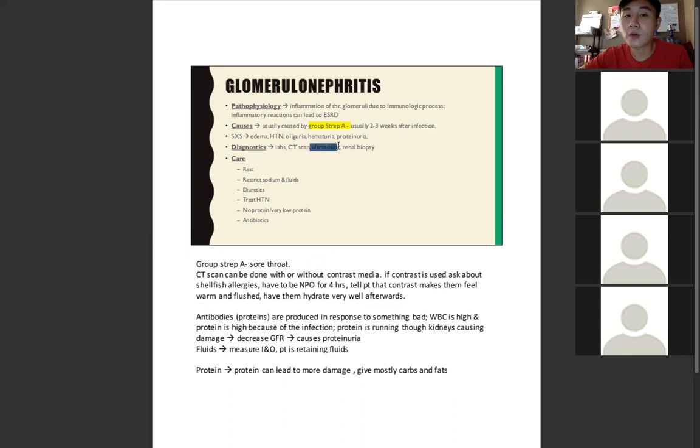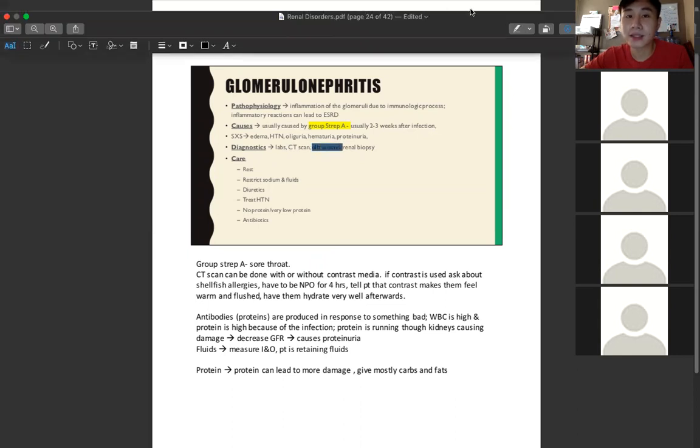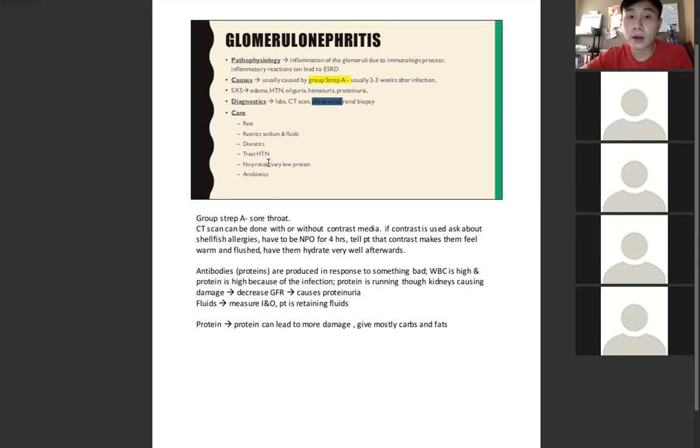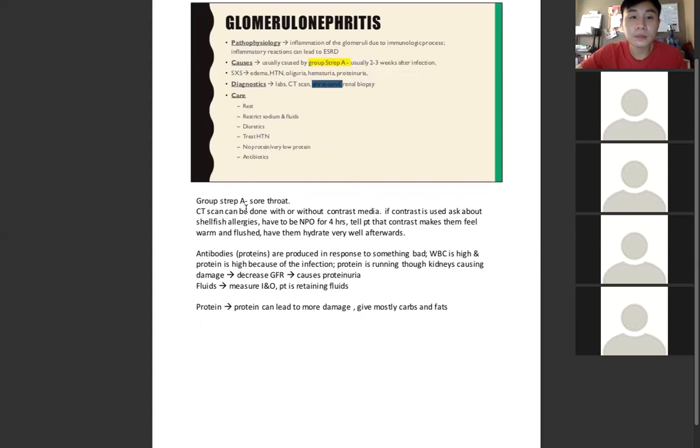Please always remember that ultrasound is the best diagnostic test for any kind of kidney injury, because it doesn't use any dye, so it doesn't cause any damage to the kidney, but it still gives a lot of information regarding the patient's status. Care: rest, restrict sodium and fluid, diuretic, treat the hypertension, no protein to very low protein, then antibiotic. Group strep A, strep throat.